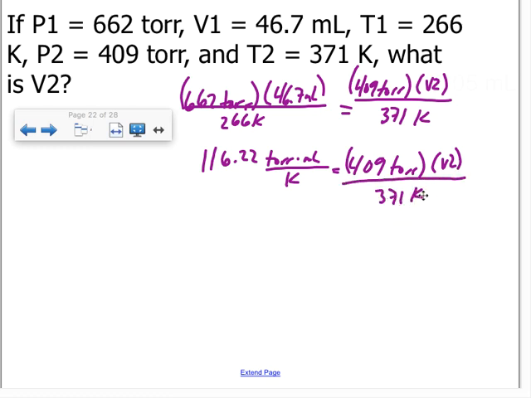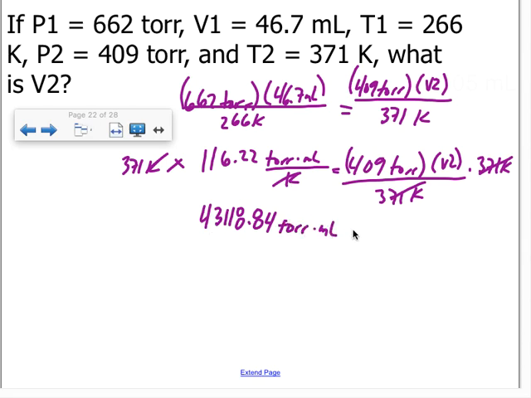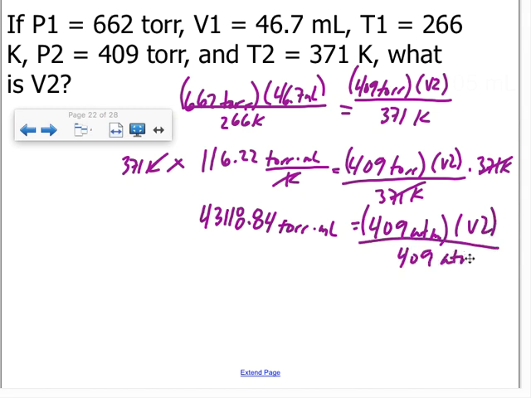Okay, let's get rid of the Kelvin by multiplying both sides by 371. So 371 times 116.22, I get a pretty large number. So Kelvin cancels out. Now I've just got to get volume by itself by dividing both sides by 409 ATM.